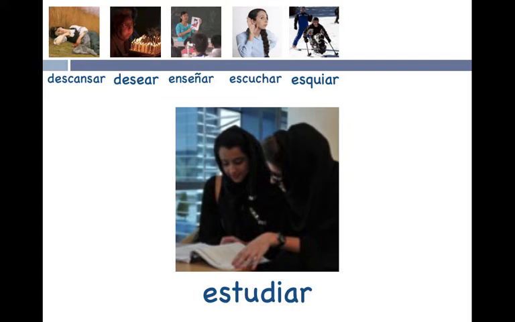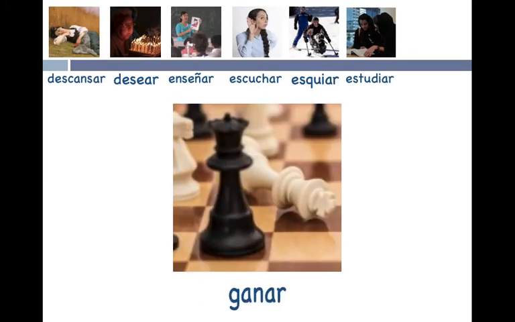Todos, descansar, desear, enseñar, escuchar, esquiar, estudiar. And when you're repeating, be looking at the picture, embed that in your new knowledge. Repita, ganar, ganar, which means to win. It also means to earn. You earn money, earn your salary for your job, or it can mean to gain. Gain is a good trick to help you remember that one, to gain. When you win, you gain.